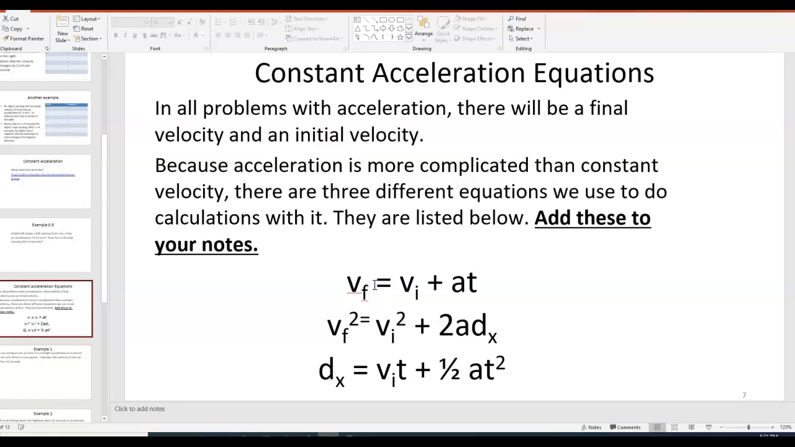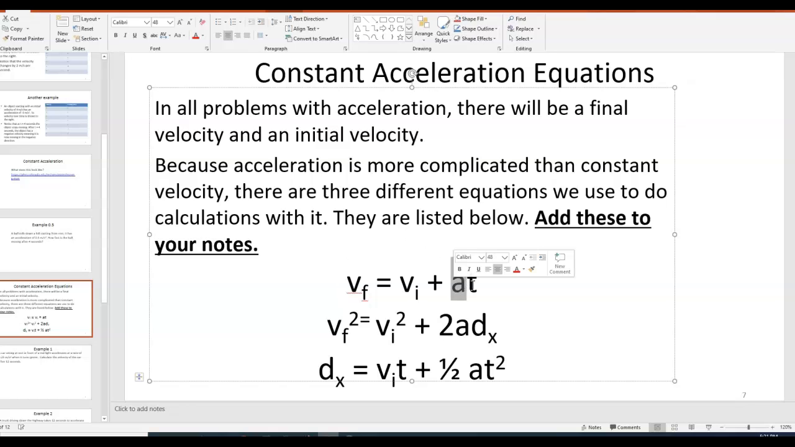Let's go through them one at a time. Vf represents the final velocity of an object. That is, what is the velocity of the object at the end of the problem. Vi represents the initial velocity of the object, how fast it's moving at the beginning of the problem. A represents acceleration in meters per second squared. T represents time in seconds.